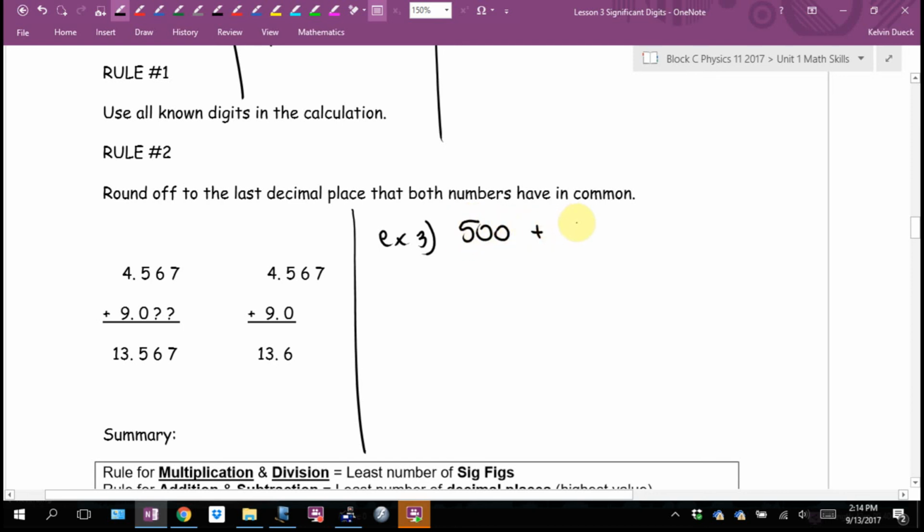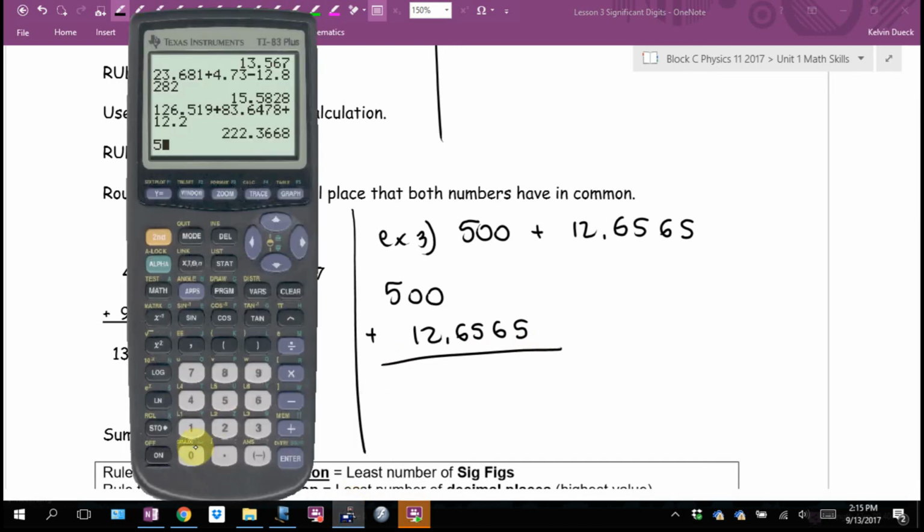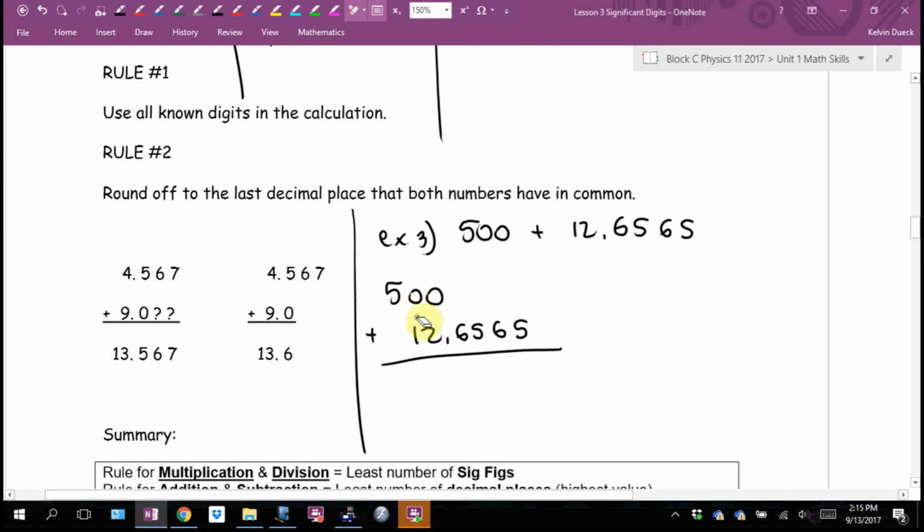$500 plus 12.6565. If you wrote this vertically, you would have 500 plus 12.6565. If you go to calculator, you get that. What do I round to? Well, you don't actually know both numbers in this column because these two zeros here are not significant figures.